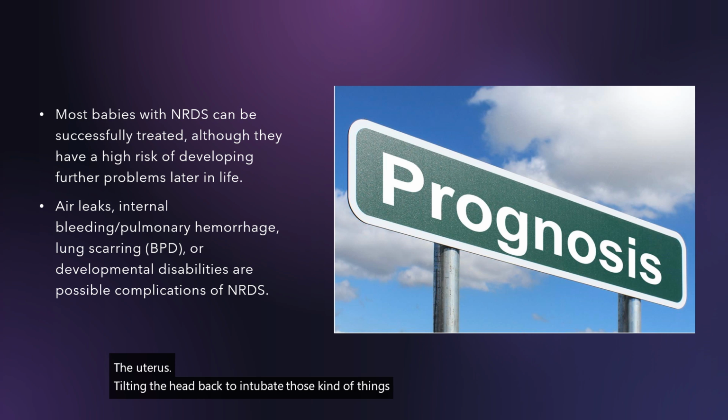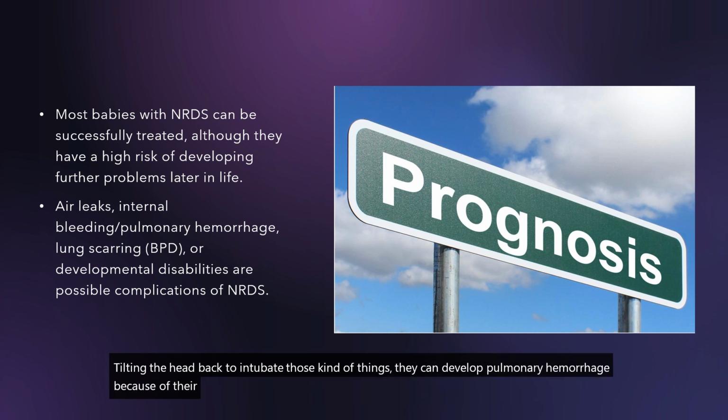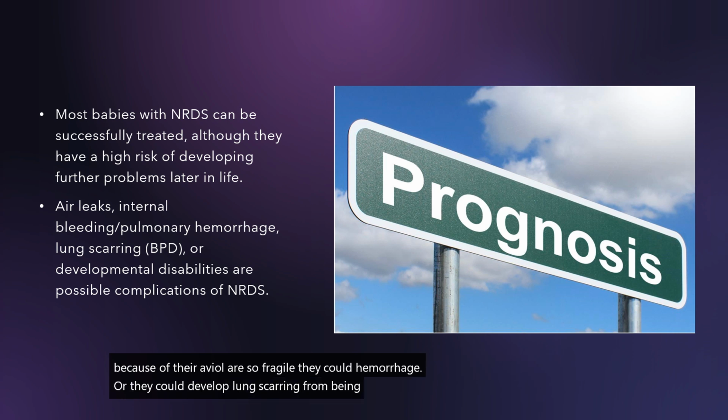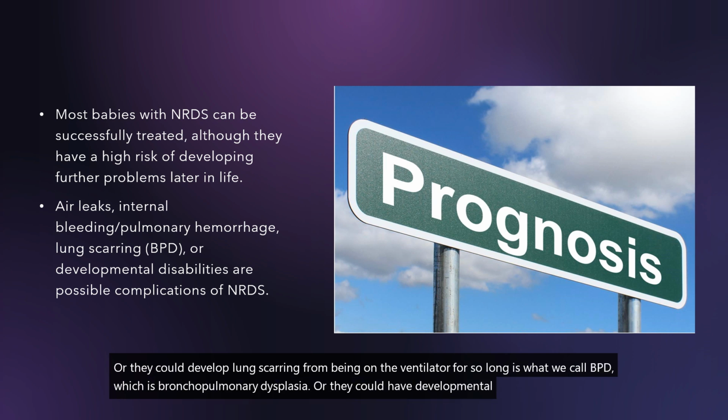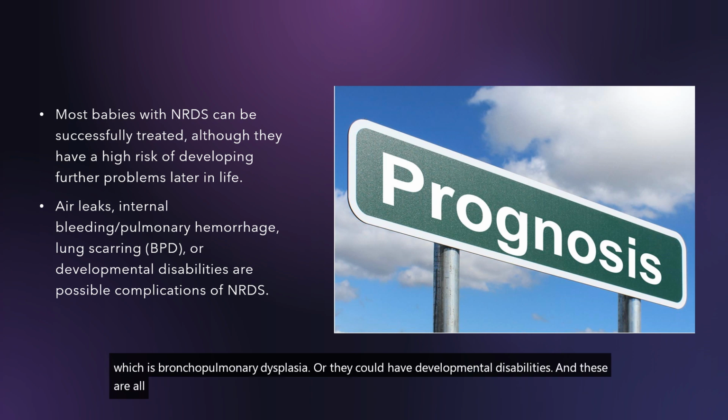They can develop pulmonary hemorrhage because their alveoli are so fragile, they could hemorrhage. Or they could develop lung scarring from being on the ventilator for so long, which we call BPD, which is bronchopulmonary dysplasia. Or they could have developmental disabilities, and these are all complications of an RDS.